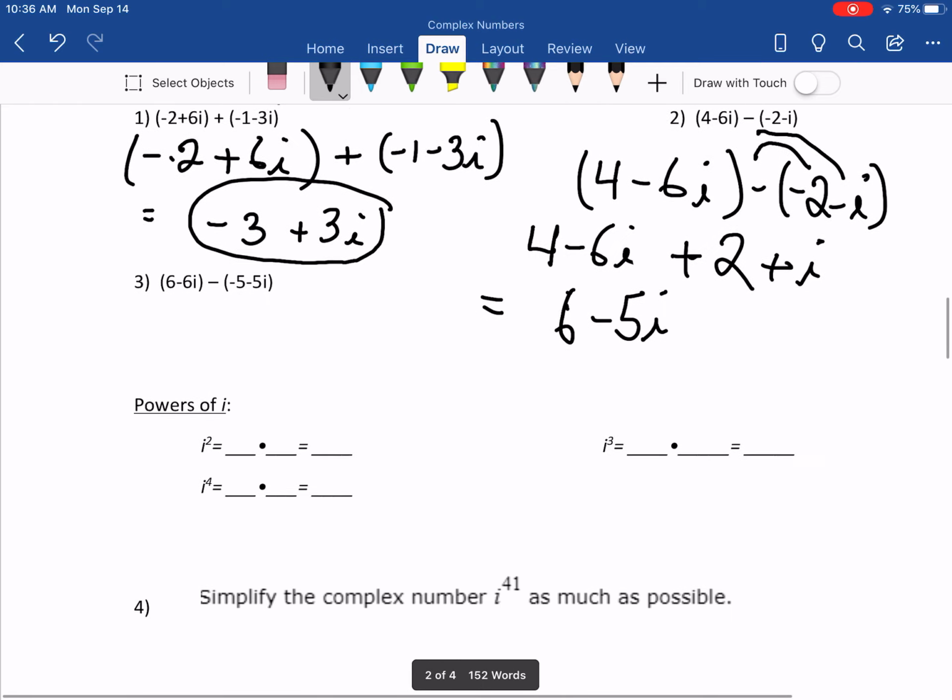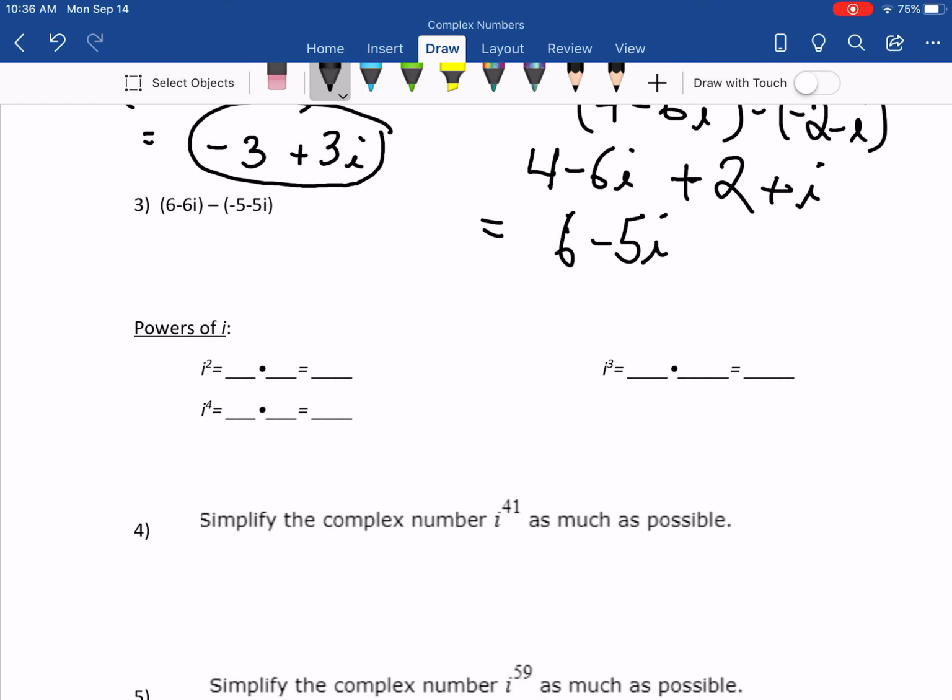Okay, number 3. 6 minus 6i. We'll distribute the subtraction, plus 5 plus 5i. Real part, 11. Imaginary part, negative 1i or negative i.